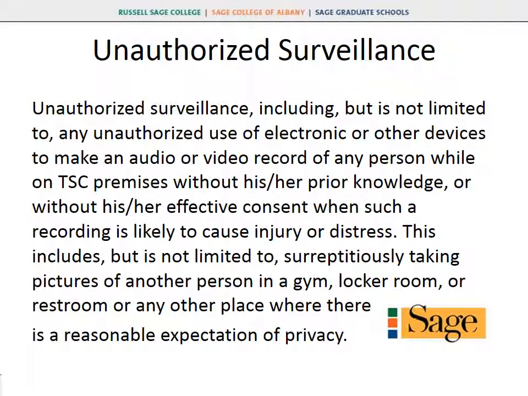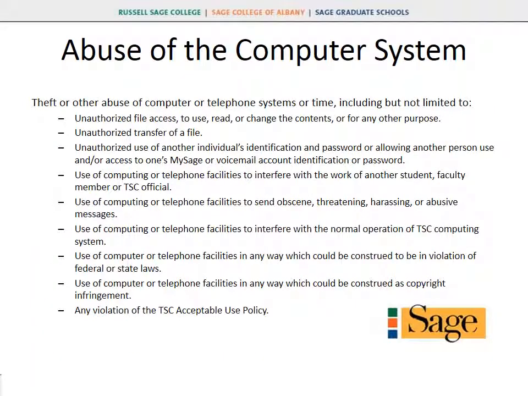Unauthorized surveillance. Unauthorized surveillance, including but not limited to any unauthorized use of electronic or other devices to make an audio or video record of any person while on the Sage College's premises without his or her prior knowledge or without his or her effective consent when such a recording is likely to cause injury or distress. This includes, but is not limited to, surreptitiously taking pictures of another person in a gym, locker room, or restroom, or any other place where there is a reasonable expectation of privacy.